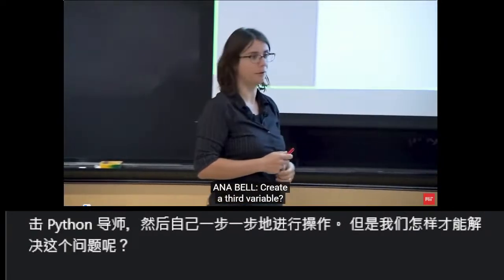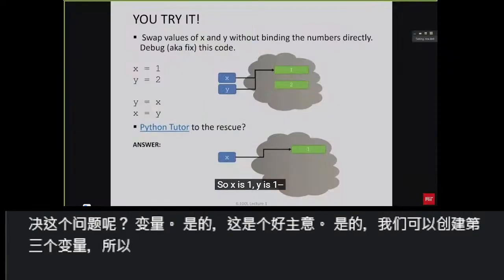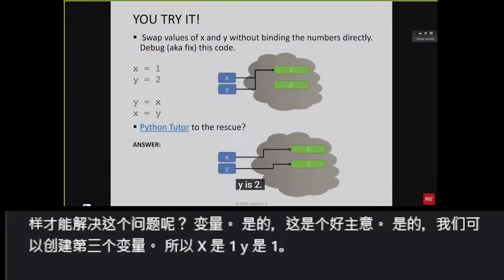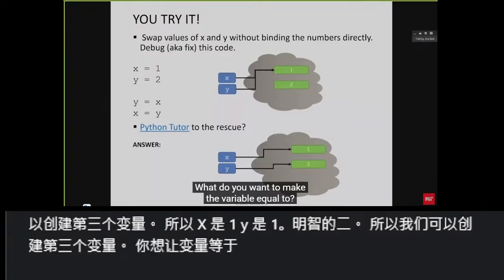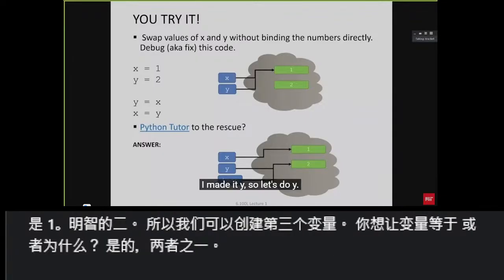Create a third variable. Yeah, that's a great idea. We can create a third variable. So x is 1, y is 1, y is 2. So we can create a third variable. What do you want to make the variable equal to? X or y? Yeah, either one. I made it y, so let's do y.